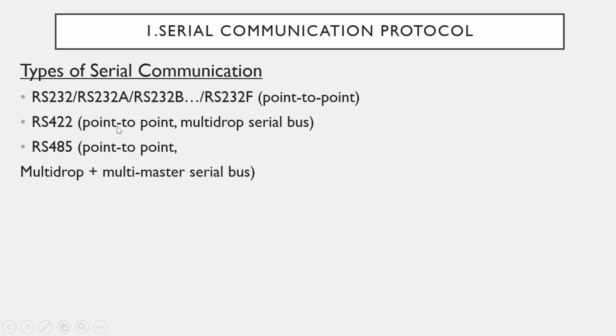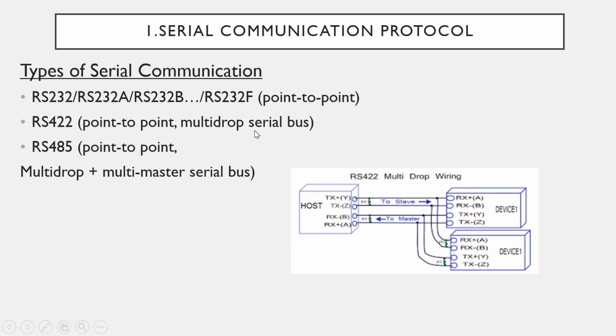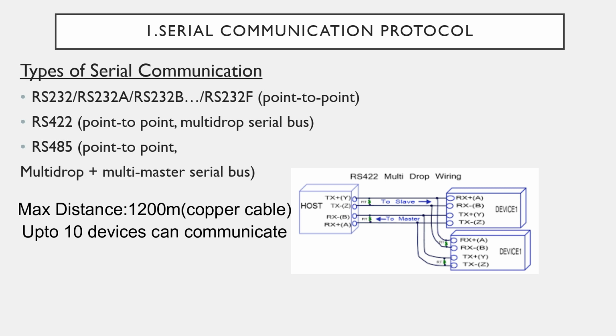Another is RS-422, which is also point-to-point communication. Also this serial communication can be used as a multi-drop serial bus. One is a host, meaning master, and the others are slaves. Up to 10 devices can communicate on a multi-drop serial bus. Why was that serial bus invented? Because this RS-422 communication protocol has a higher baud rate, up to 10 Mbps data rate, and up to 1200 meter distance can be used for communication over copper cable, not optical fiber.